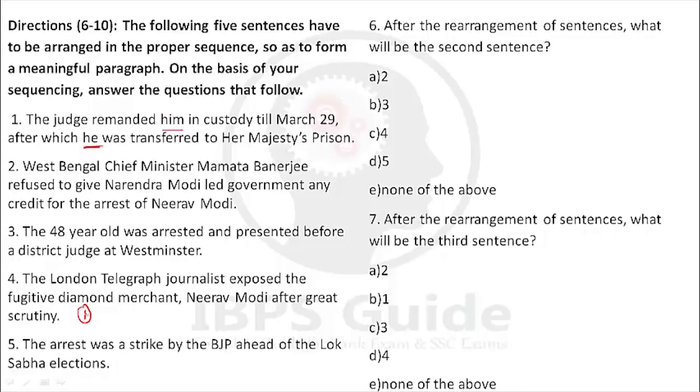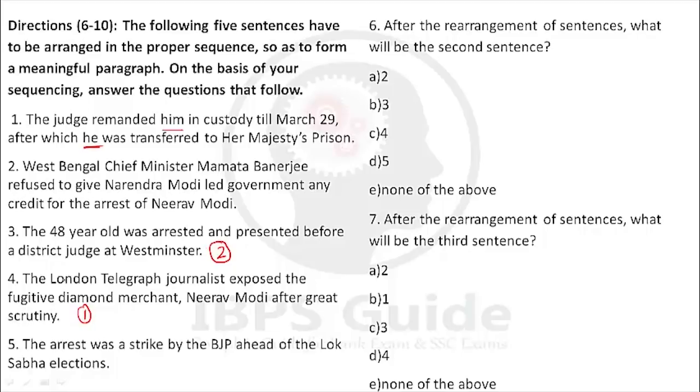Then which can be the second sentence? Nirav Modi, and second sentence, the 48-year-old was arrested. At first, the London Telegraph journalist exposed this, and after that, the 48-year-old was arrested and presented before a district judge at Westminster. So that means sentence number 3 will be the second sentence.